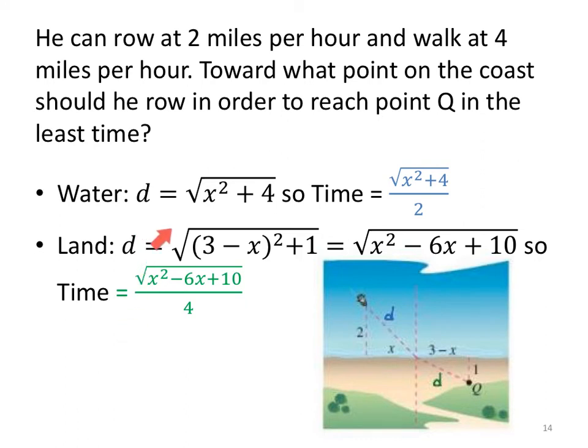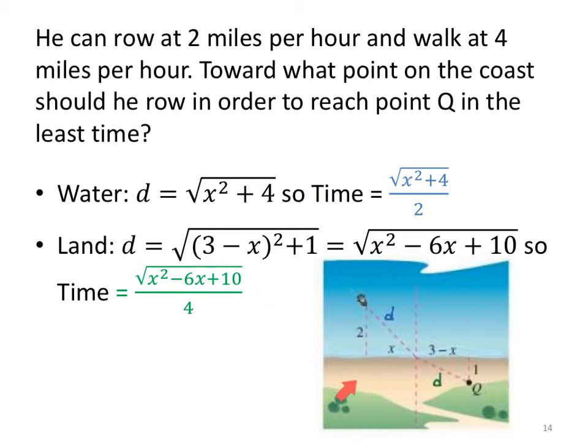Now, on the water, I'm using blue. I know that 2 squared plus x squared equals d squared, or d equals the square root of x squared plus 4. Distance divided by rate equals time. I know that he can row at 2 miles per hour on water, so the square root of x squared plus 4, my distance, divided by my rate of 2 miles per hour equals my time in hours.